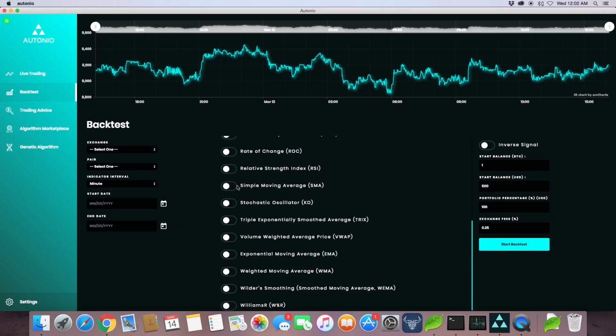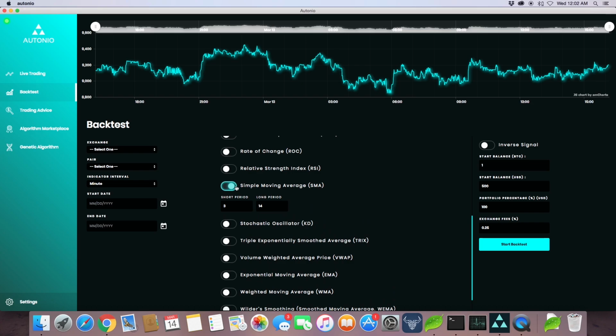And next up we have the simple moving average, also known as the SMA. There are three other moving averages that we're going to be looking at, so I'm going to talk about them all at once because they can pretty much be interpreted in the same way. A simple moving average is arguably the most popular technical analysis tool used by traders. It's often used to define trend direction, but can also be used to generate potential buy and sell signals.